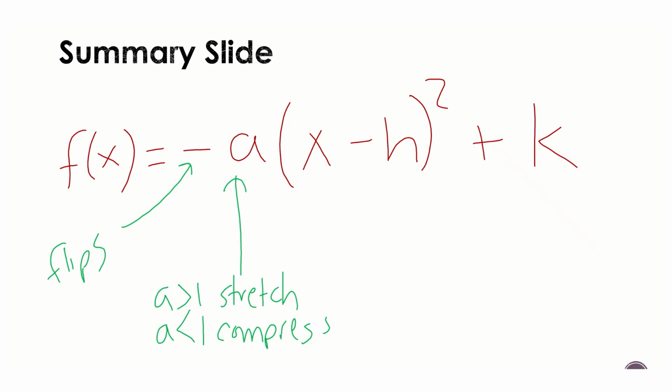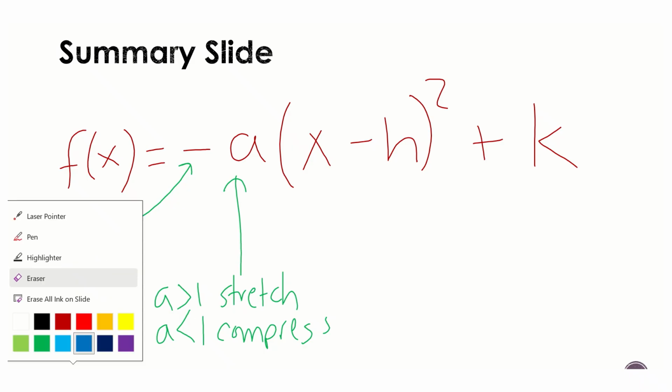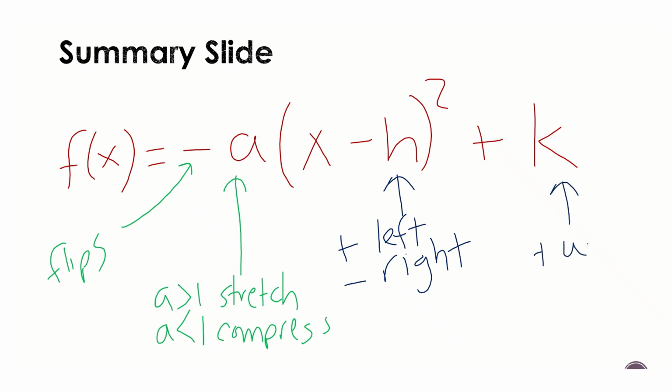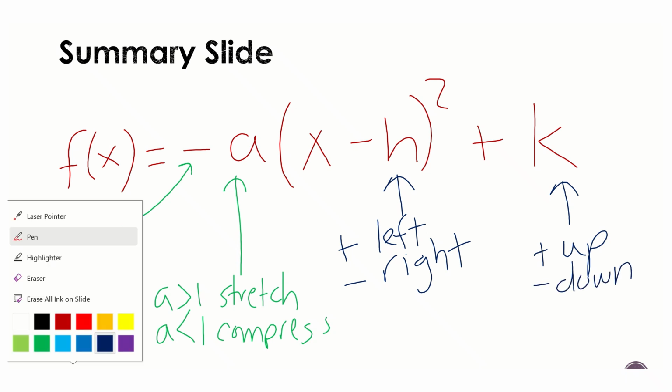Okay. Now the h value. So what about that h value? The h value is your left and right. If it is a positive in there, it's going to go to the left. If it is a negative, it is going to go to the right. And then lastly, your k value: if it is positive, it is going to make your graph go up, and if it is negative, it's going to make your graph go down.